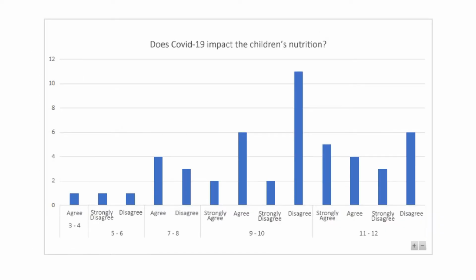Moving on to the next graph, which asks the question of: does COVID-19 impact the children's nutrition? And as you can see here in the graph, we have our results, but instead of categorizing them into parents and non-parents, we have categorized them into 4 categories: strongly agree, agree, disagree, and strongly disagree.